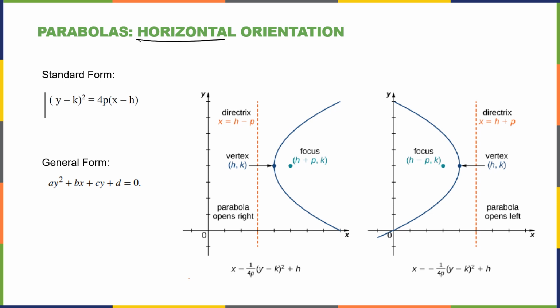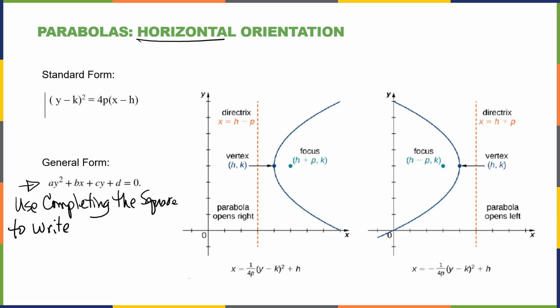However, you will notice in the general form of the equation, it is the variable y that has been squared. You have a y squared plus bx plus cy plus d equals 0. You will again use completing the square to write it in standard form.